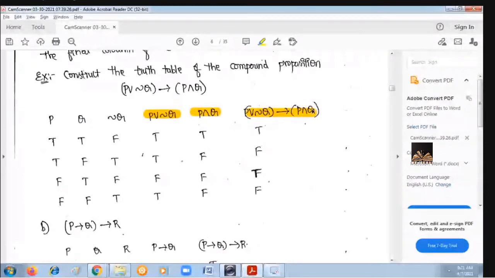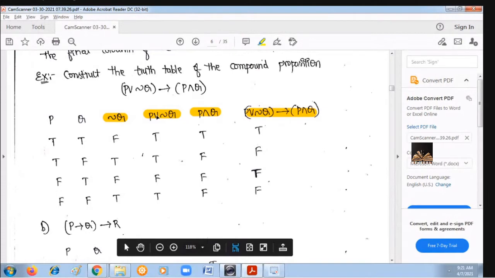Now you know what a negation is. Negation means what? Not. Something like not. If Q is true, negation of Q will be false. If Q is false, negation of Q will be true. So these are Q values, and you will get the negation values. For T, it is F. For F, it is T.